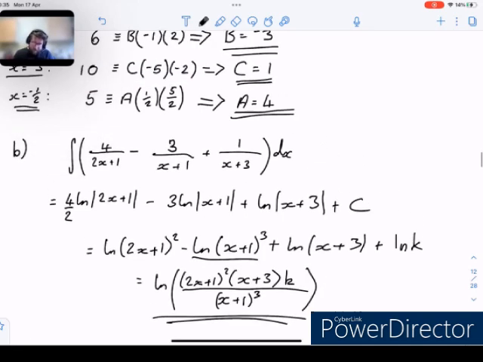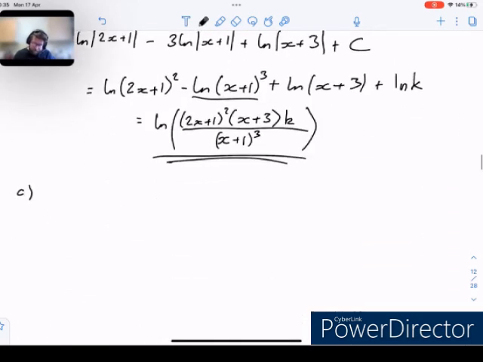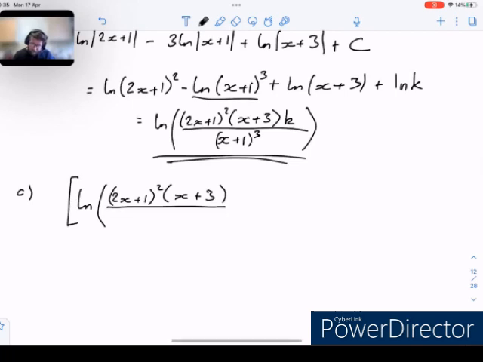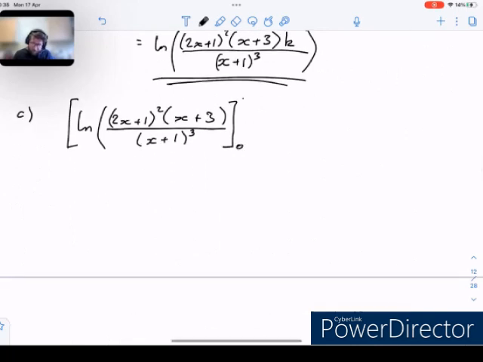So for part C, we've just been asked to plug in the values 0 and 2 as the limits. So hopefully we got the first part right. We don't need the k because we find a definite integral with limits, so that the constant always cancels out. So I've forgotten it's between 0 and 2. So this will be log of.